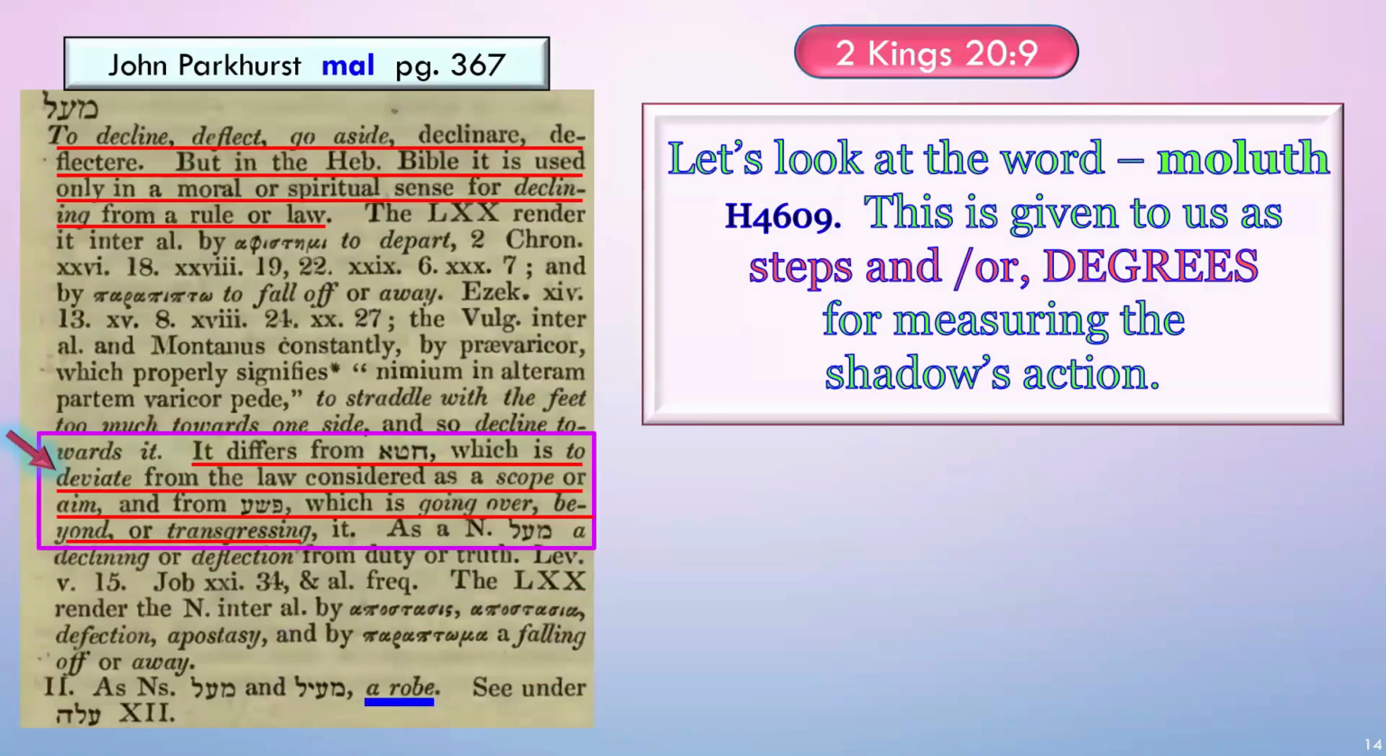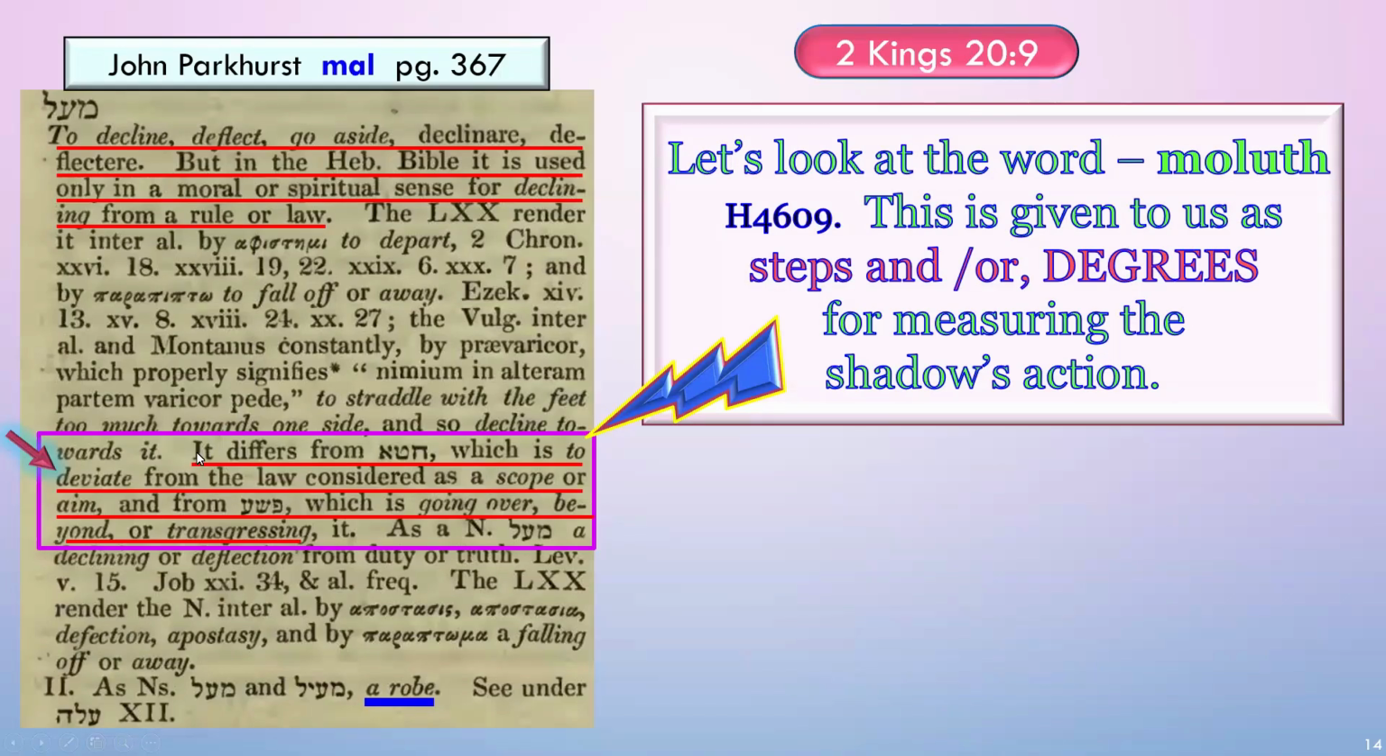Continuing on, this word moluth, H4609. This is from John Parkhurst. It is given to us as steps, as in the steps of the sundial, and or degrees for measuring the shadow's action. So we go to the root of this word moluth, and it's mal, taken from John Parkhurst's lexicon. To decline, deflect, go aside, decliner, deflecter. But in the Hebrew Bible, it is used only in a moral or spiritual sense for declining from a rule or law. That's interesting. Declining from a rule or law.